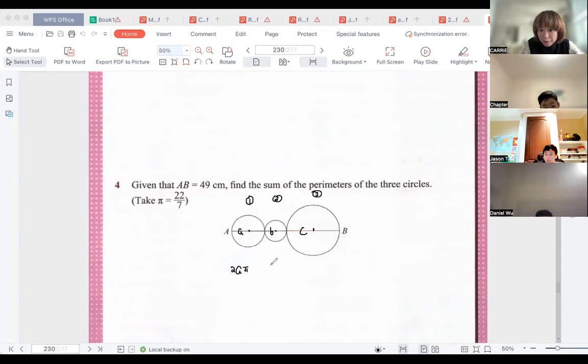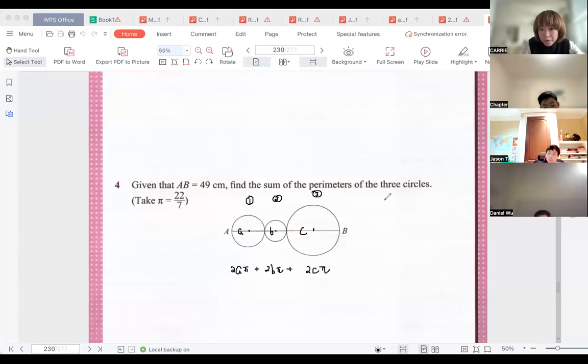Okay, so chapter, can you tell me what is the circumference of the second one? 2B times pi. Okay, so Daniel, can you tell me what is the circumference of the circle C? 2C pi. 2C pi. Very good.